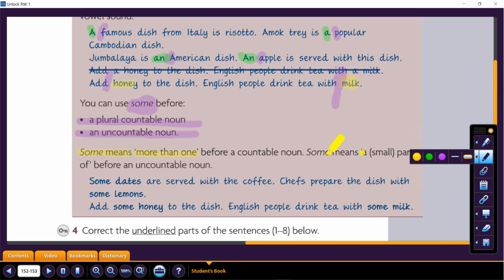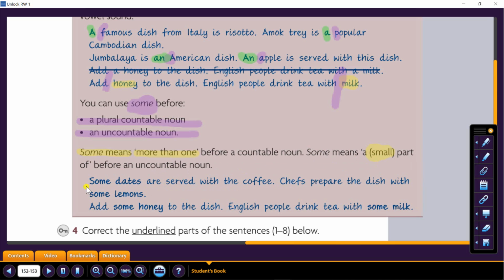But some means a small number, like 2, 3, 4, 5, a small number. Some means more than one before a countable noun. Some means a small part before an uncountable noun. Okay, when we use it with milk, it means a small amount of this milk.